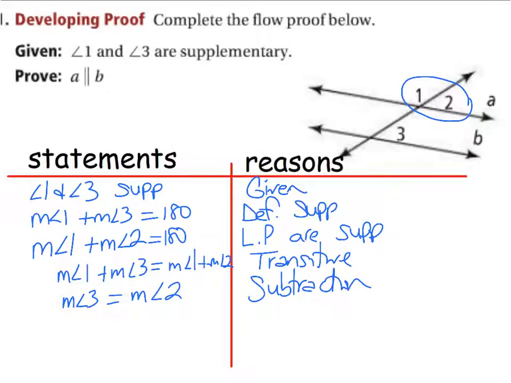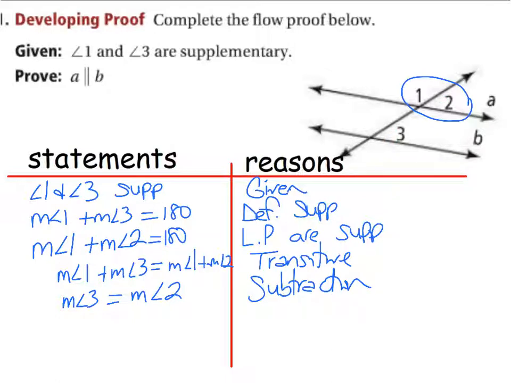And then, now I'm ready to look at my picture and look at what I've just figured out. Angle 2 and angle 3 are the same. Well, if those two angles are the same, what type of angles are they? All right, they are corresponding, and if my corresponding angles are congruent, then my lines are going to be parallel. That's my new theorem. If the angles are congruent, okay.